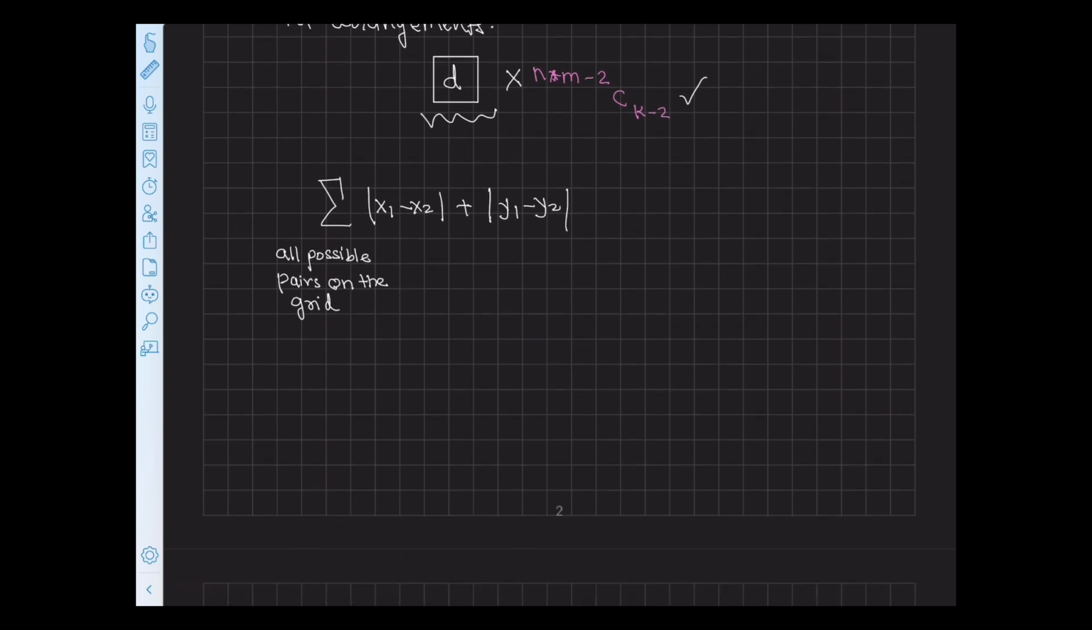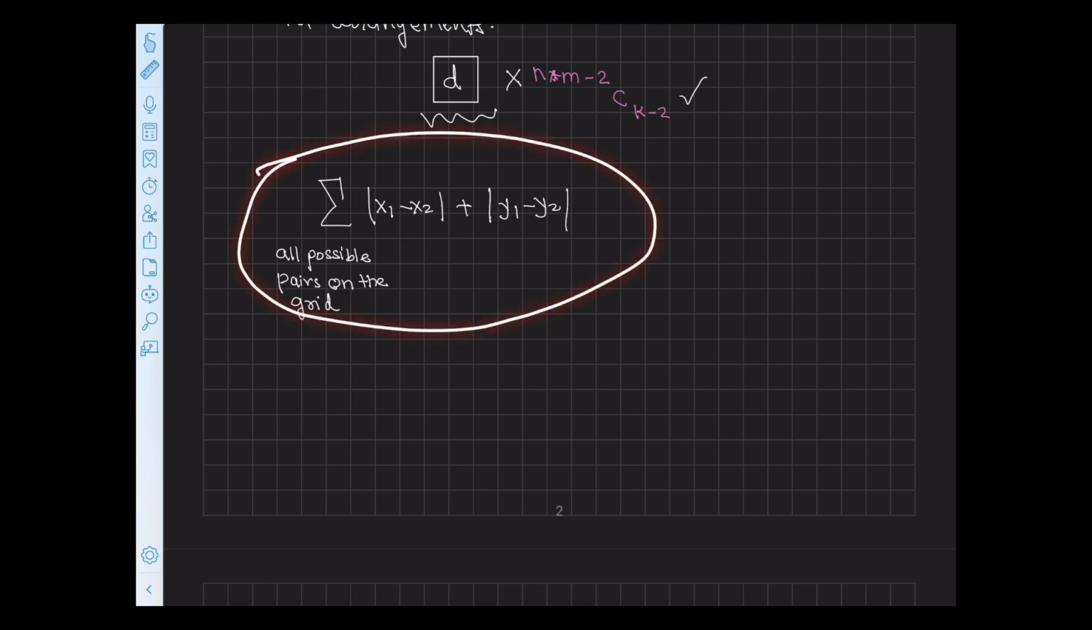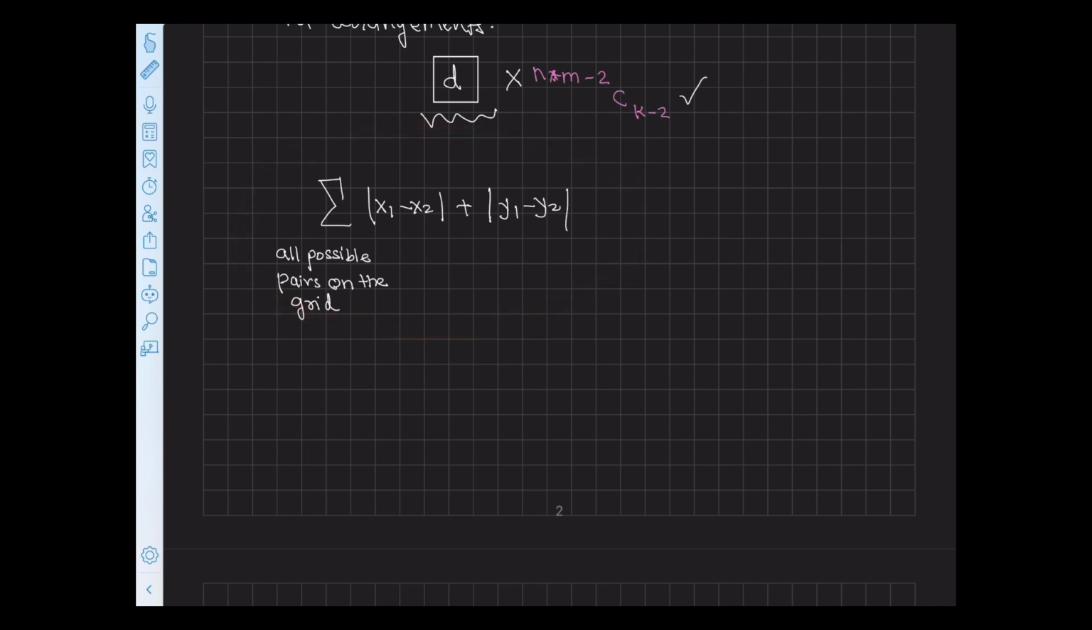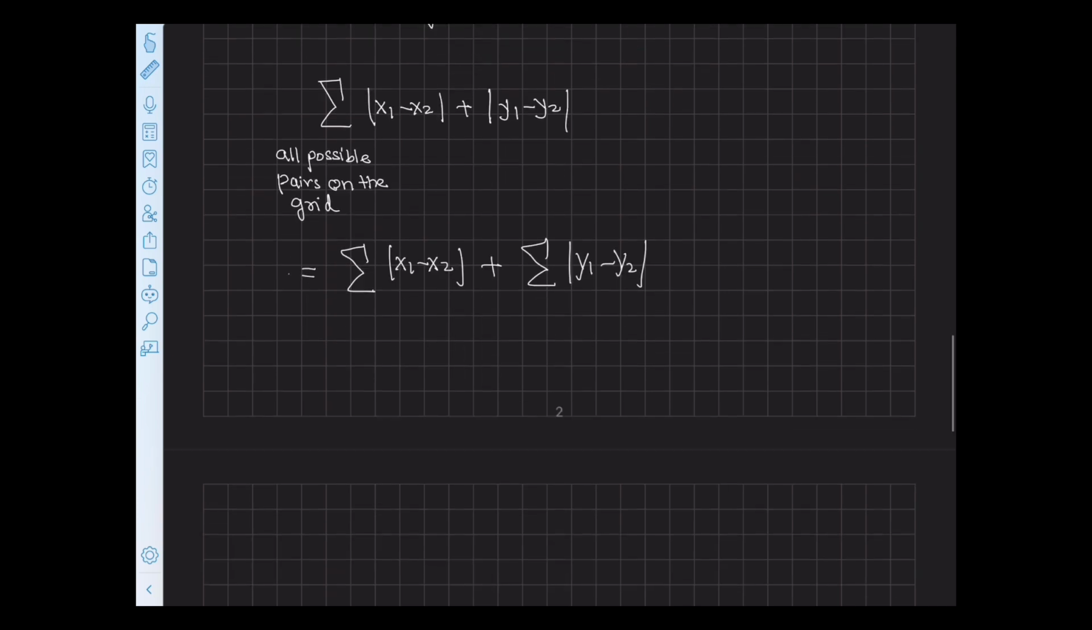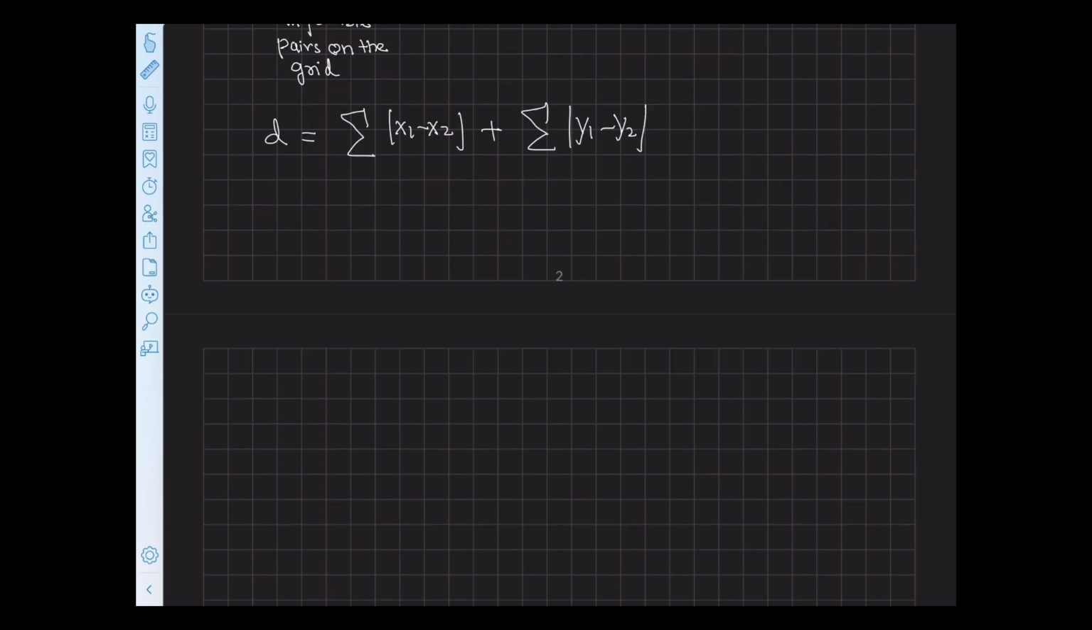But listen, the important thing about the Manhattan distance is that we can separate the x's and y's. Even if you see this mathematically, this summation and this summation are independent, isn't it? I can do this, right? This is the value of d now. But how does it help? Let's now just focus on calculating this first of all.